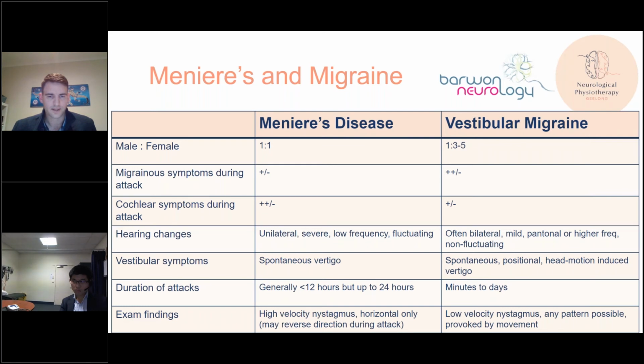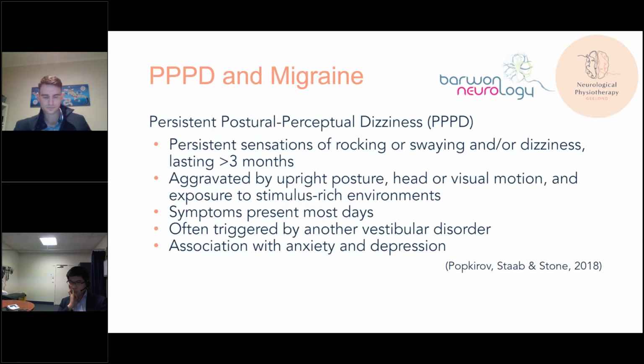Again, because Menieres affects one ear, they really should have high velocity nystagmus, horizontal beating towards the healthy ear, whereas migraine can give you spontaneous positional or head motion induced vertigo and or nystagmus as well. The nystagmus is usually low velocity, and any pattern really is possible. The other hard thing is that patients can have both, but they may be able to describe two different phenomena that they experience.